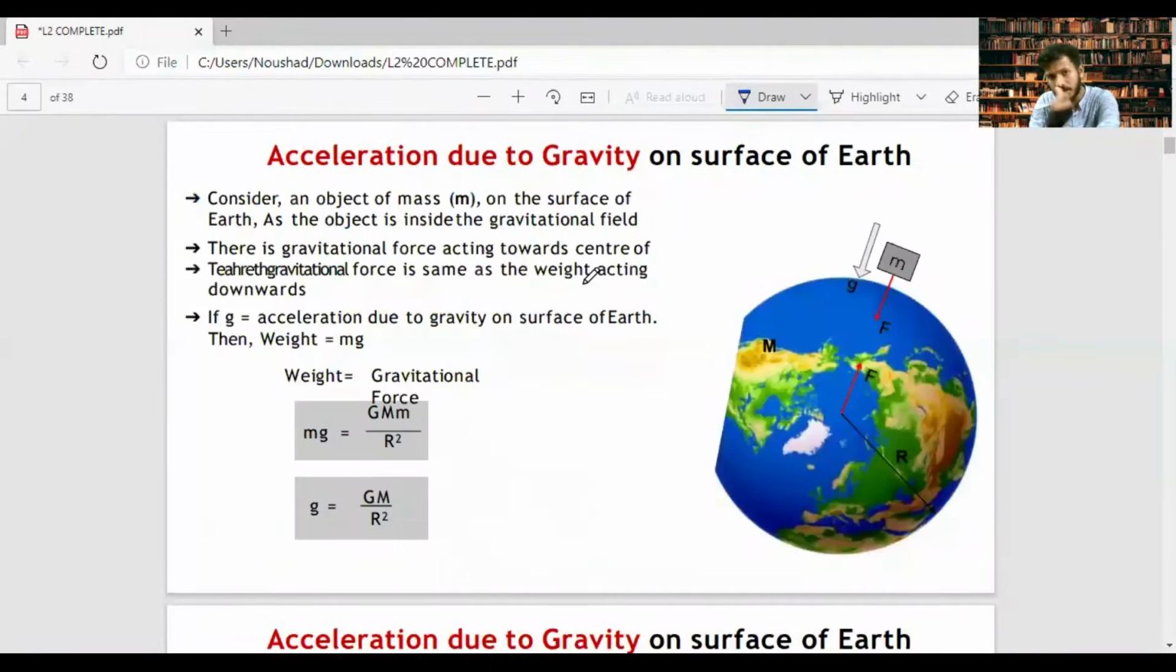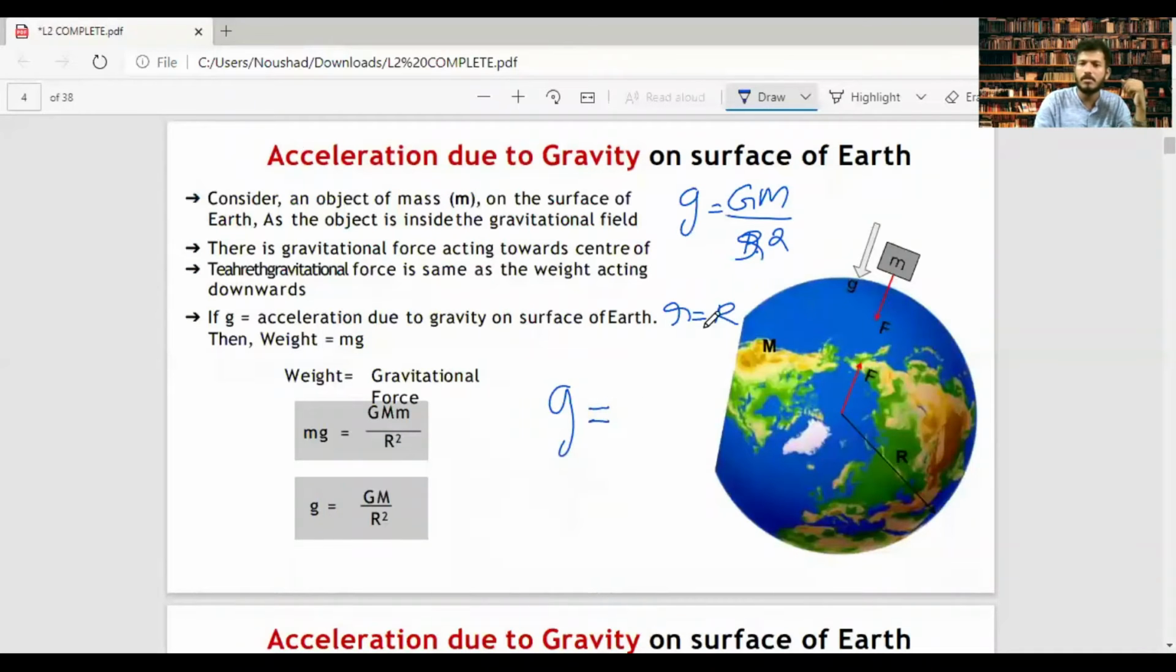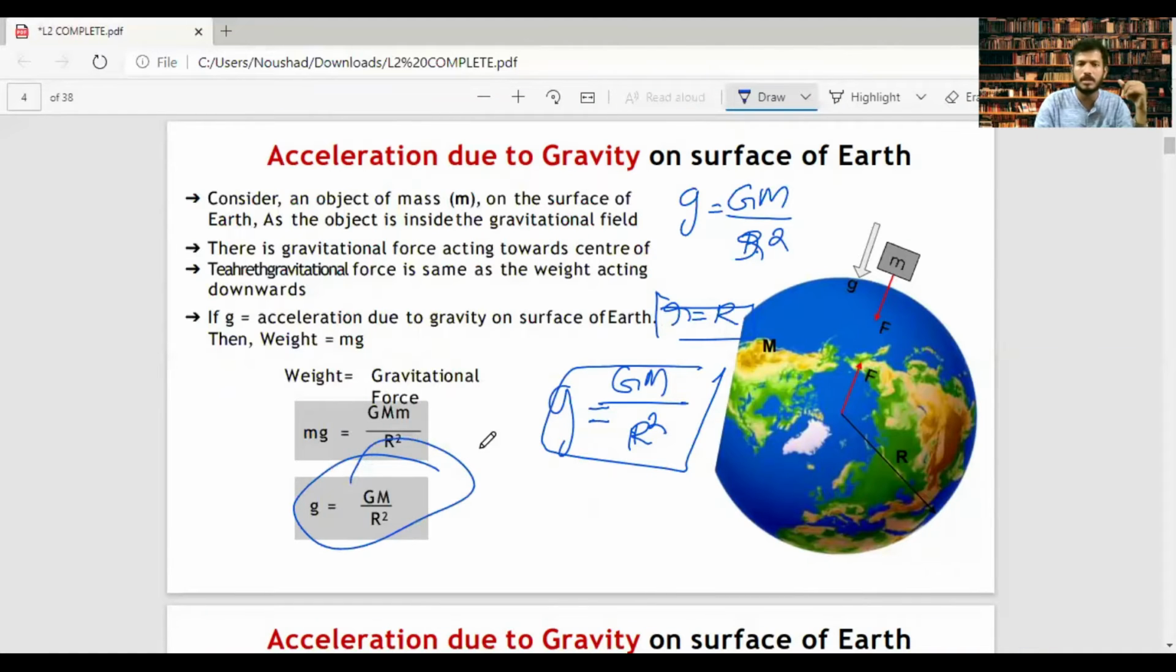Okay. Next one, acceleration due to gravity on the surface of Earth. On the surface of Earth, we know that g equal to GM by small r square. Here, small r is equal to capital R. Why? Because the body is at the surface. So GM by R square is the equation. Look at this equation. It's clear. So if g is the acceleration due to gravity on the surface of Earth, then weight is equal to mg.